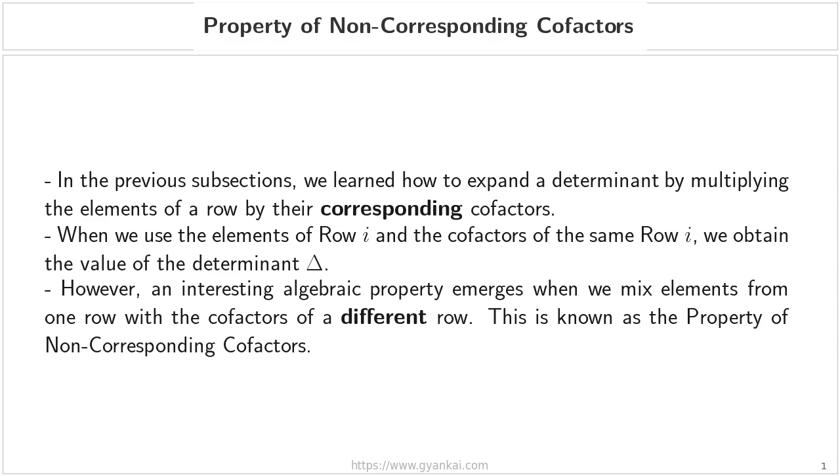I want to show you that an interesting algebraic property emerges when we stop being orderly and instead mix the elements from one row with the cofactors from a completely different row. This specific phenomenon is what we call the property of non-corresponding cofactors. Keep this term in mind, as we will be breaking down exactly how this works in the next few slides.